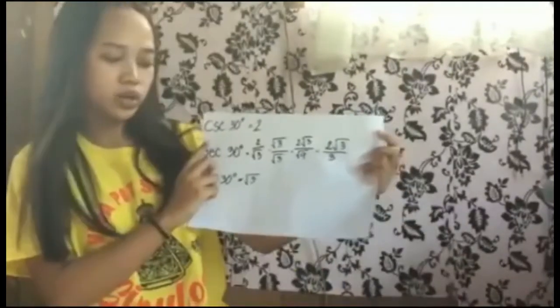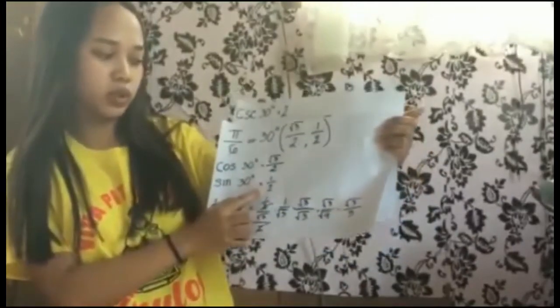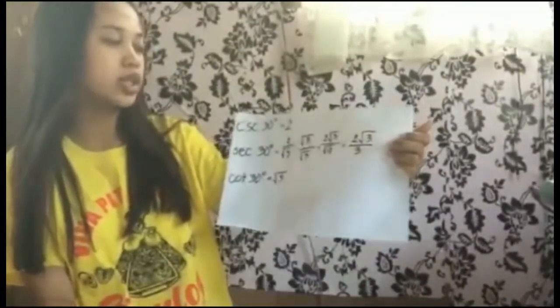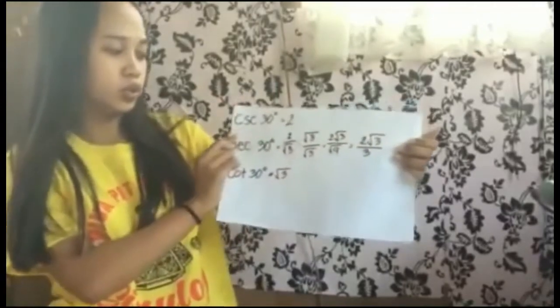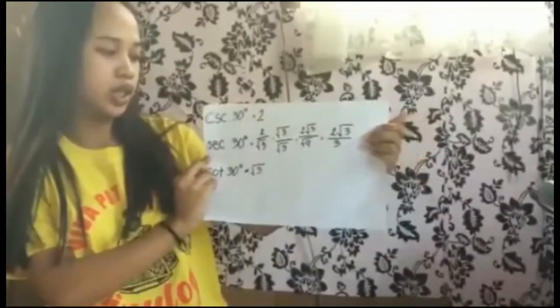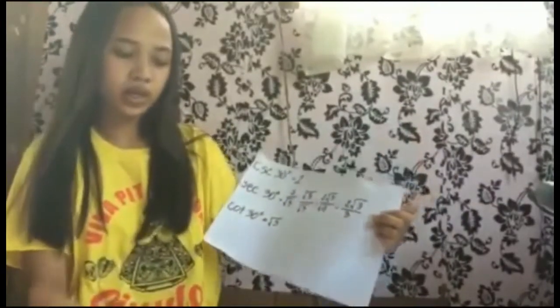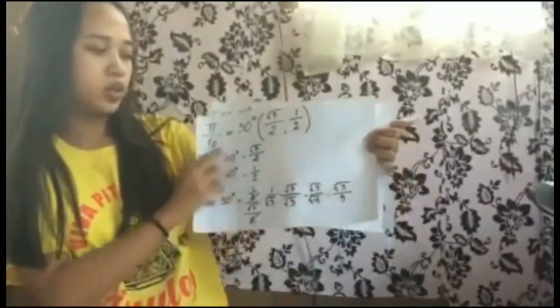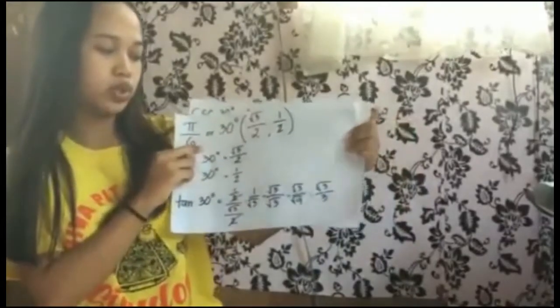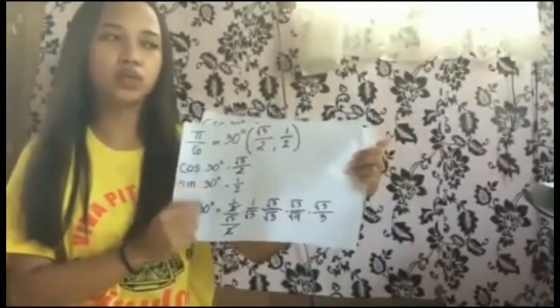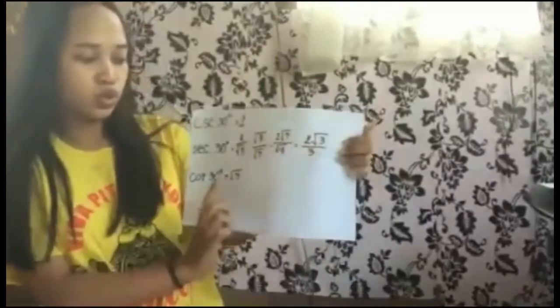Next is cosecant, which is the reciprocal of our sine, which is 1/2. So the reciprocal of 1/2 is equal to 2. So our cosecant 30 degrees is equal to 2. Next is secant 30 degrees. So the secant is the reciprocal of the cosine. So our cosine here is square root of 3 over 2. So the reciprocal of square root of 3 over 2 is 2 over square root of 3.